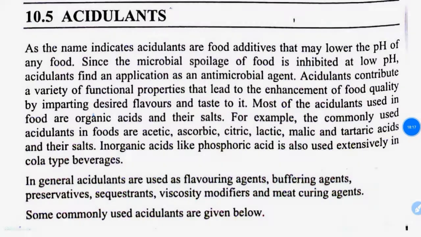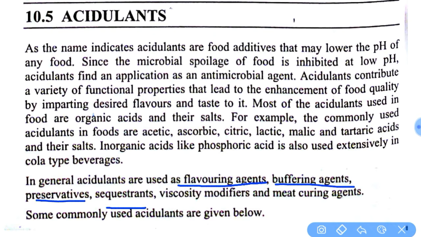Then acidulants. See, acidulants in general are used for flavoring, as buffering agents, preservatives, sequestrants, viscosity modifiers, and meat curing agents. So these acidulants are what? They are the substances that reduce the pH of the food.